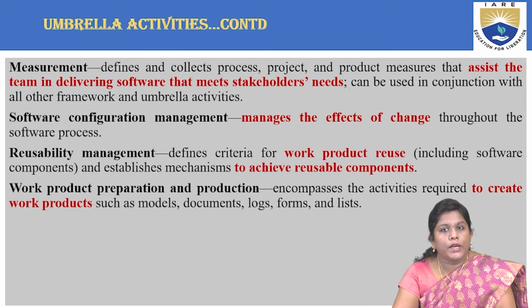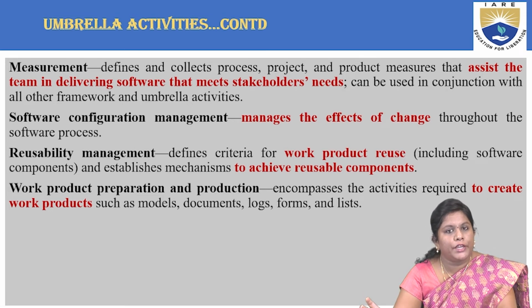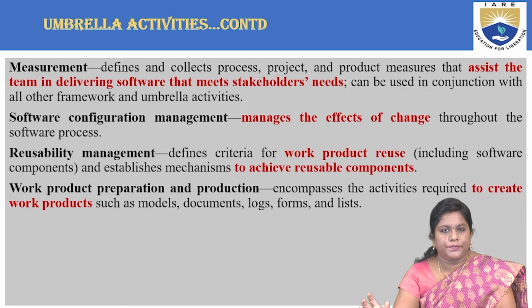Next, work product preparation and production. What is this trying to tell? It gives the activities that are required to create work products. That is nothing but the work product we have mentioned. How do you prepare or produce it? You require some documentation. You require some kind of lists, forms, templates, models. All these things are required, and all these things merged together are called work product preparation and production.